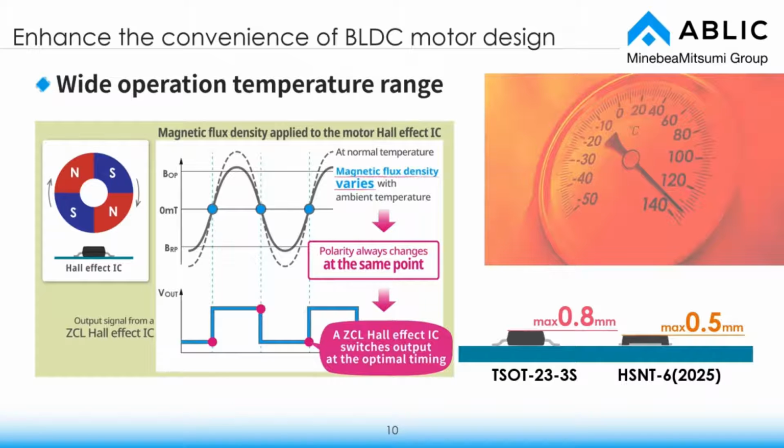We provide two types of package. One is the TSOT233S package with a maximum thickness of 0.8 mm, which is now widely used, maintaining the footprint and gull-wing lead shape of the SOT233 package, but making it extremely thin. The other is a non-lead type HSNT6-2025 package with a maximum thickness of 0.5 mm, which has a flat lead shape, but the lead protrudes from the side of the package and can be used with automatic visual inspection equipment to check the solder joint.